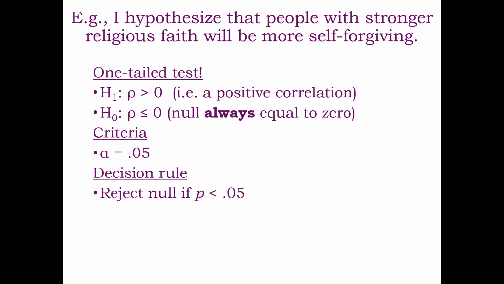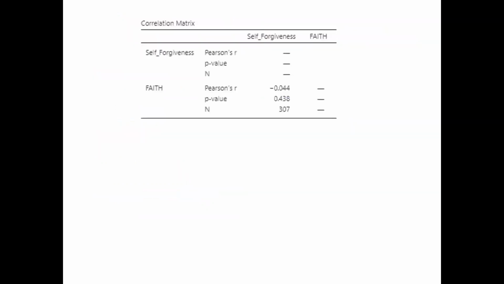For example, I hypothesize that people with stronger religious faith will be more self-forgiving. This is a one-tailed test because as religious faith goes up, we expect self-forgiveness to go up as well. So the alternative is rho greater than 0, and the null is rho less than or equal to 0. We set our criterion, alpha 0.05. Our decision rule is reject the null if p is less than 0.05.